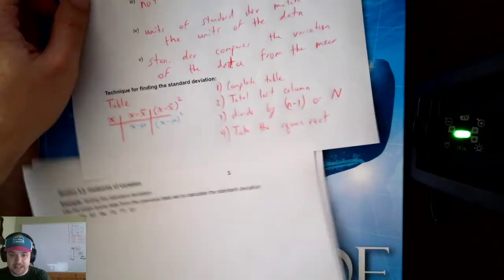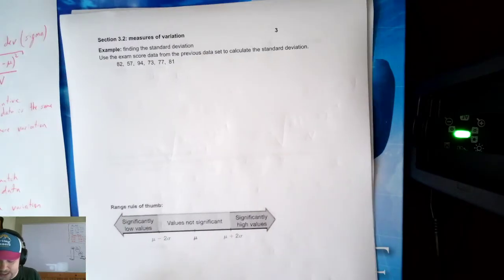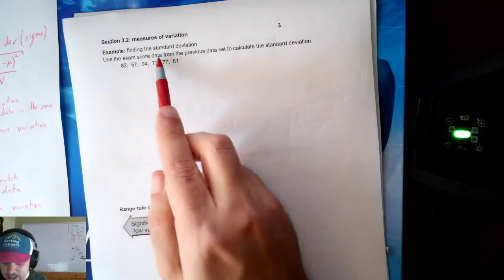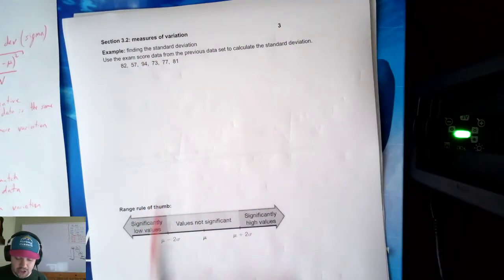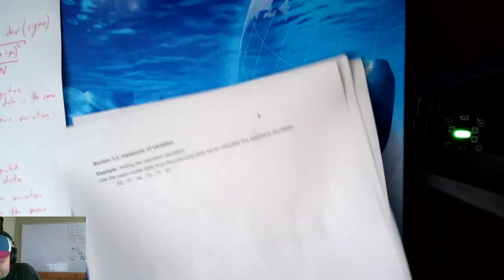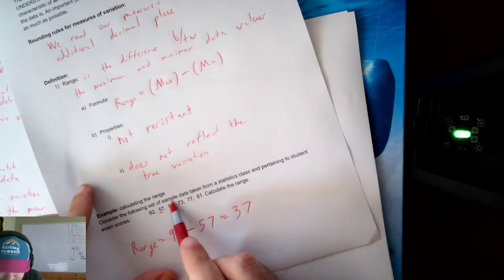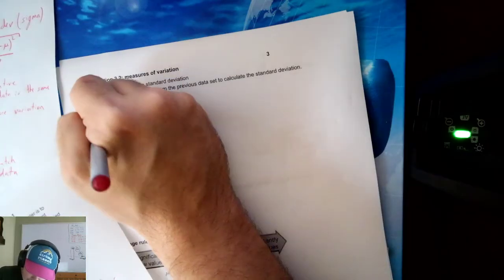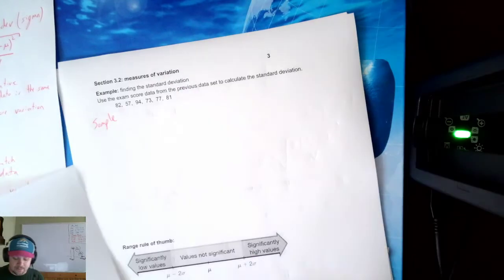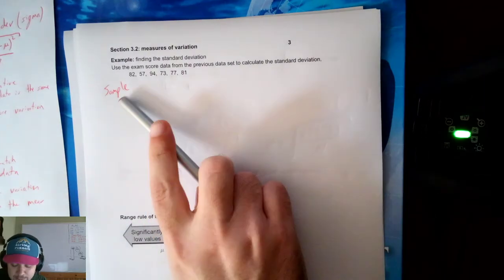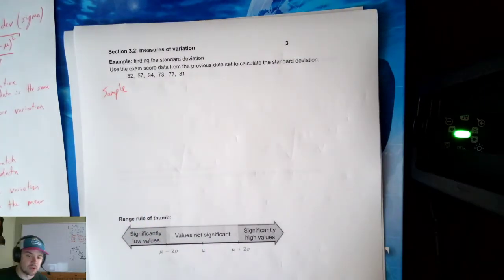What better way to see how this works than with an example? You might want to keep your notes handy. We're going to look at our first example. Find the standard deviation. Use the exam score data from the previous data set to calculate the standard deviation. Now I need to remind myself, was that a sample or a population? It's sample data, so I'm going to write the word sample right away so I remember I'm working with a sample. It's always important to first determine if you're talking about a sample or a population when dealing with standard deviation.